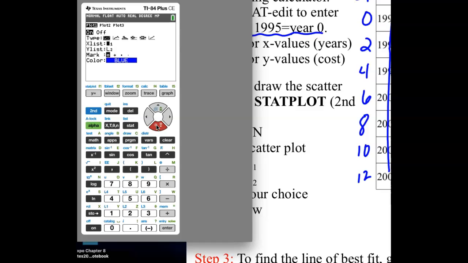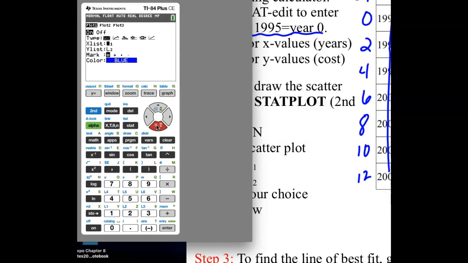We stored our X's in list 1 and our Y's in list 2. Okay? But do you remember in that list screen there were like 6 different lists? Sometimes you want to compare 2 different sets of data. So you might have list 1 and 2 be one set of data and list 3 and 4 be another. You can change which lists your calculator looks at.